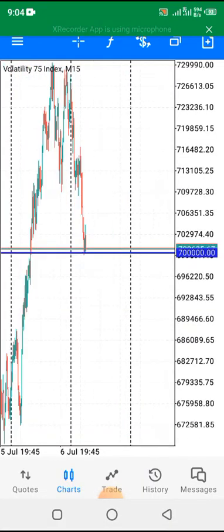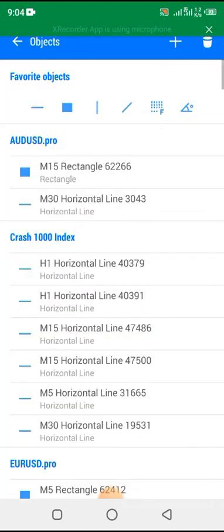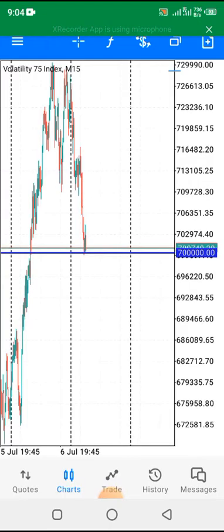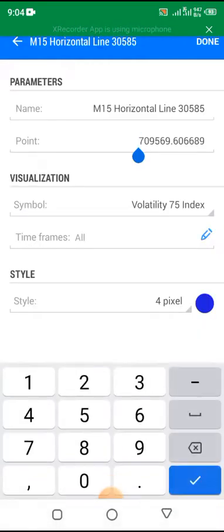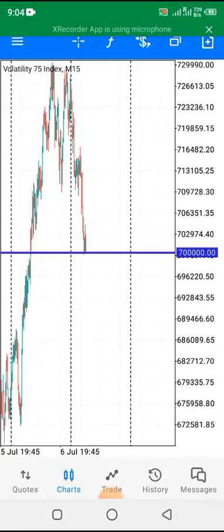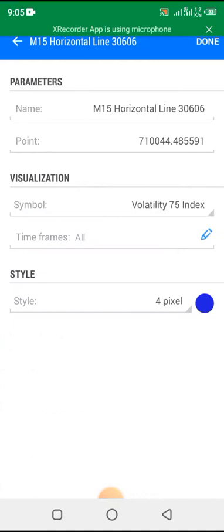Price is here now. Our next psychological level, after this 700,000, what's the next whole number? Let's say 710,000. Let me show you guys, let me plot them well. 710,000.